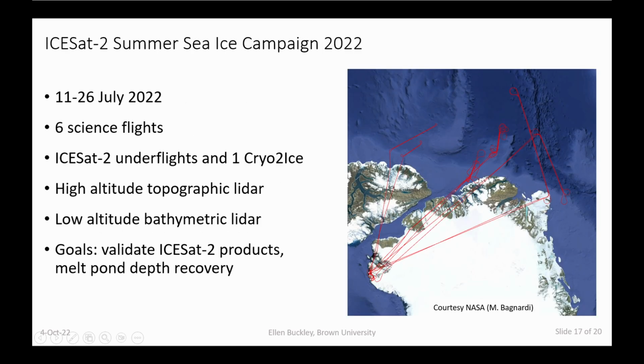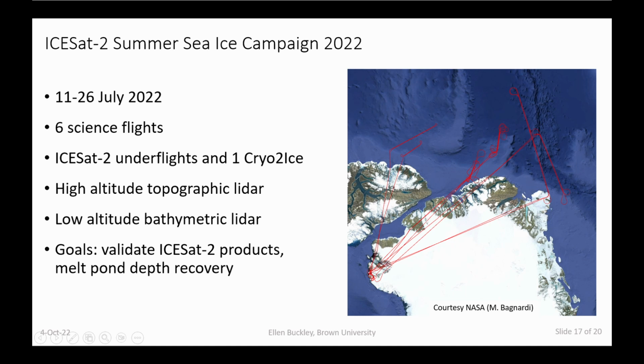This past summer, to follow up on how we validate these melt pond depths, from the 11th to 26th of July, there was a validation campaign based out of Thule. There were 6 science flights, all ICESat-2 underflights. One of them was CryoSat, so underflew CryoSat as well. It had a high-altitude topographic LiDAR, which was near infrared, so that didn't measure melt ponds, but a low-altitude green laser bathymetric LiDAR that would be able to penetrate the melt ponds.